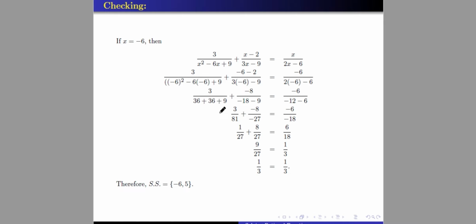So both negative 6 and 5 satisfy the equation. Therefore the solution set contains negative 6 and 5.